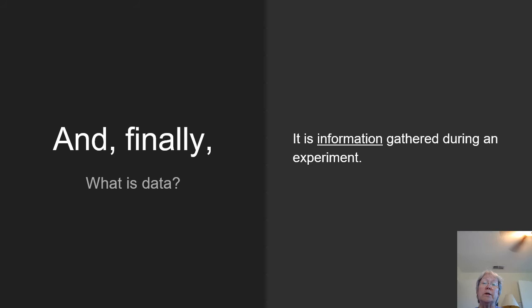And finally, what is data? It is information gathered during an experiment. So just one blank to fill in there. It is information gathered during an experiment. So now the next thing that we're going to be looking at are a series of boxes, and there's a blank line at the top of each box. And so there is a phrase that needs to be filled in there.